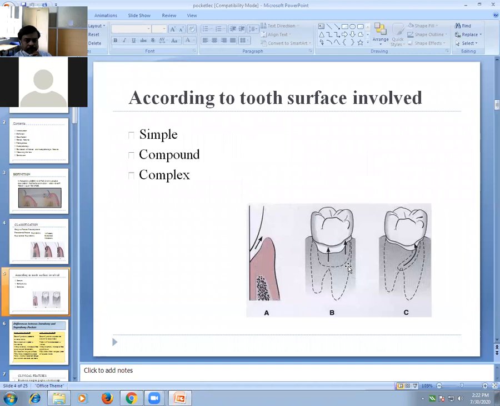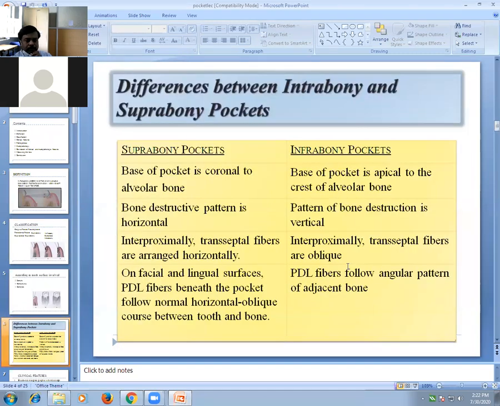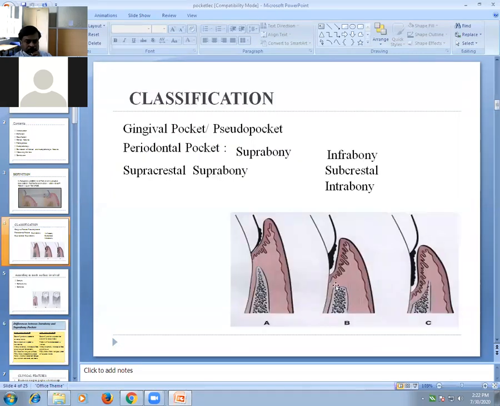So, what is suprabony actually? Suprabony means the base of the pocket is above the bone. Infrabony means the base of the pocket is in between the root surface and the bone. So basically, the suprabony pockets are the pockets coronal to the bone. But in infrabony pocket, the pocket is in between the root surface and the bone.